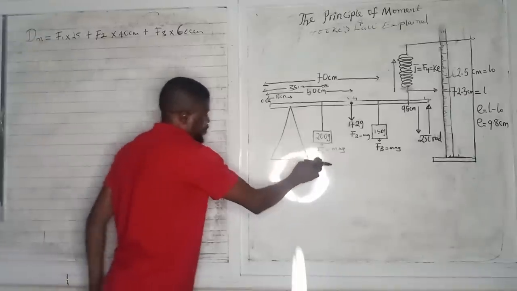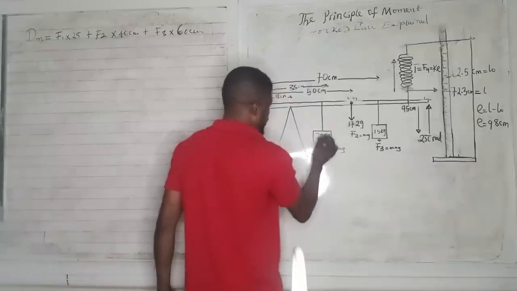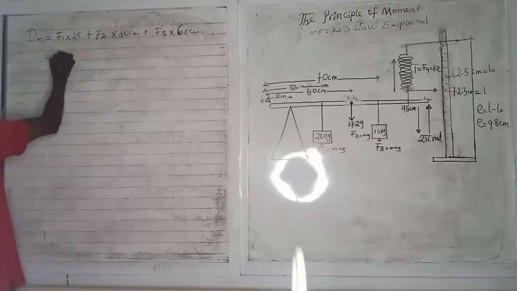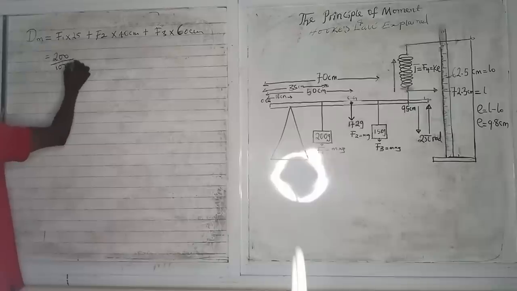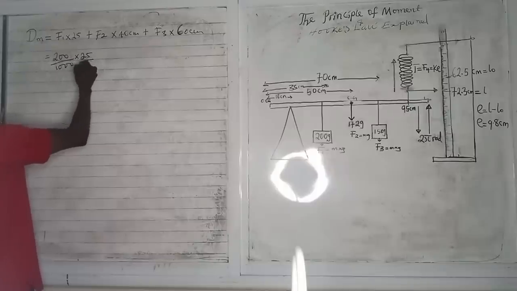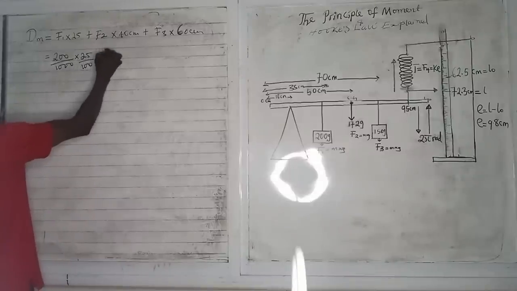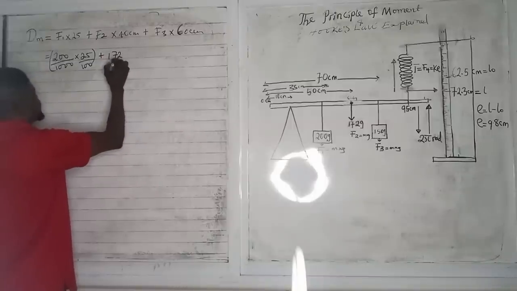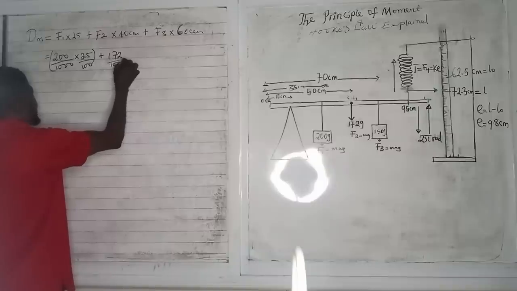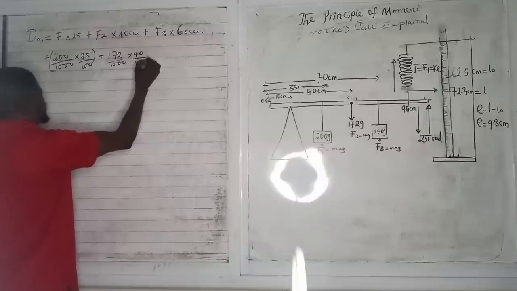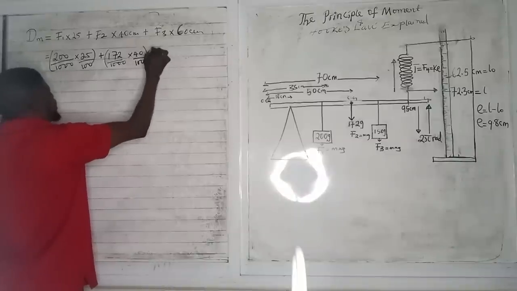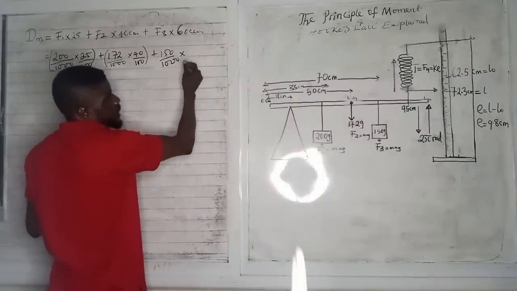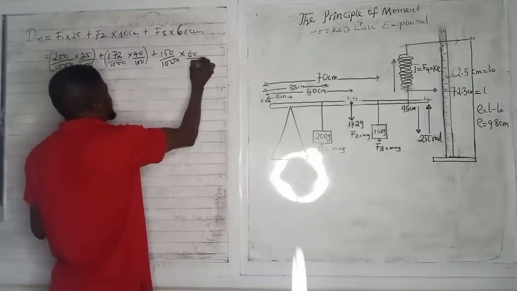To find F1, we multiply mass times gravity, and we are going to convert this mass to kilograms. So for F1 you have 200 grams divided by 1,000 times 25 divided by 100, plus F2, we have 172 divided by 1000 times 40 divided by 100, plus F3, we have 150 grams divided by 1000 times 60 divided by 100.